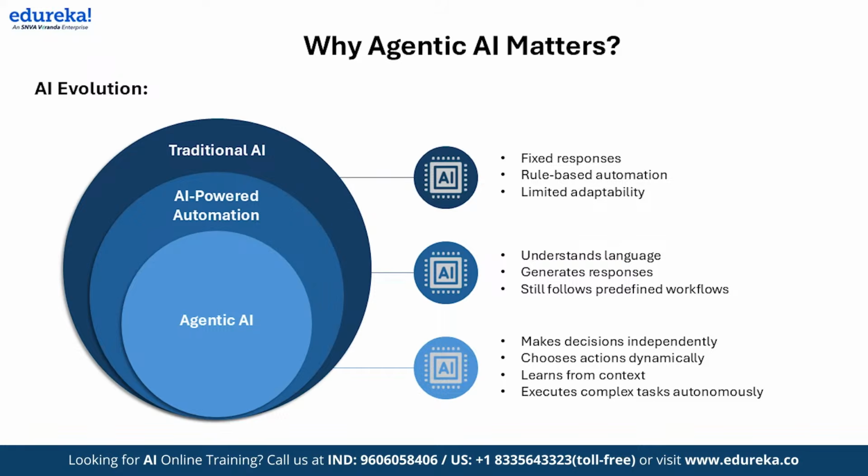But when we talk about agentic AI, we are talking about systems now, system integration. It makes decisions independently. It chooses actions dynamically, and based on the goal we provide, it learns from the context and completes the task autonomously. It is not just telling you what you want to know, it also takes actions to achieve the result. And this is where the paradigm has shifted in the industry with the help of agentic AI workflows.